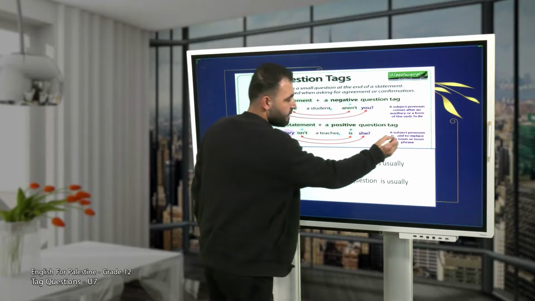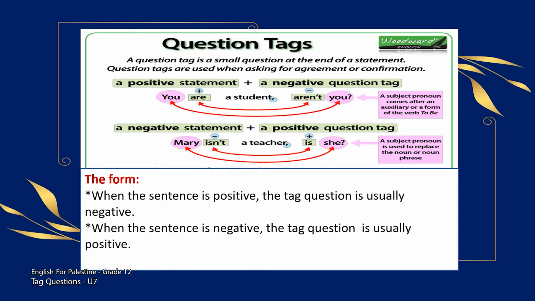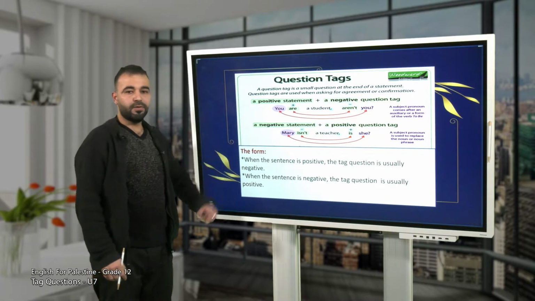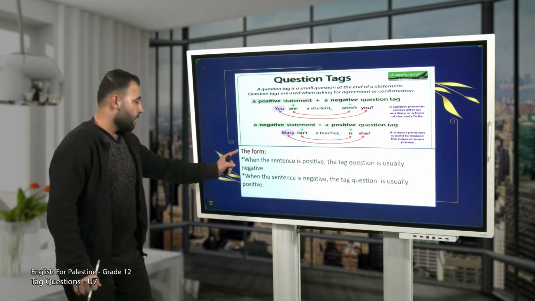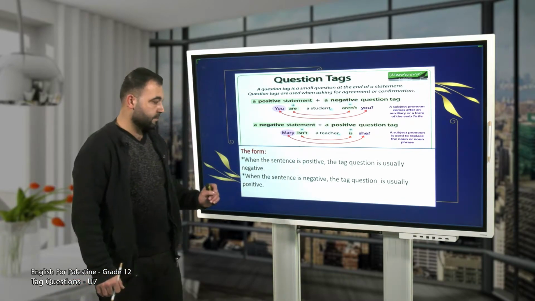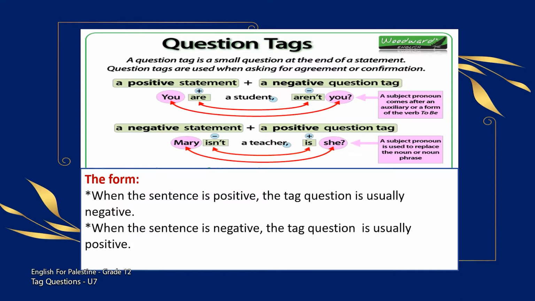So, a subject pronoun is used to replace the noun or noun phrase. A subject pronoun comes after an auxiliary or a form of the verb to be. The summary: when the sentence is positive, the tag question is usually negative. When the sentence is negative, the tag question is usually positive.